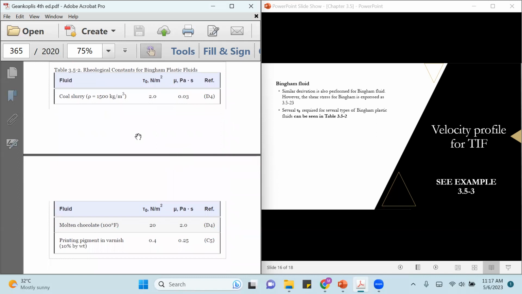Okay, here. This is the tau 0 for coal slurry, for molten chocolate, for printing pigment in varnish. I know that the tau 0 is this. So if I have another type of fluid, then it will be known in the problem.